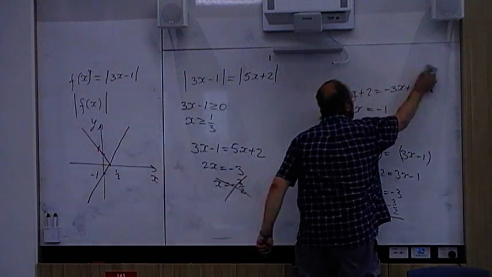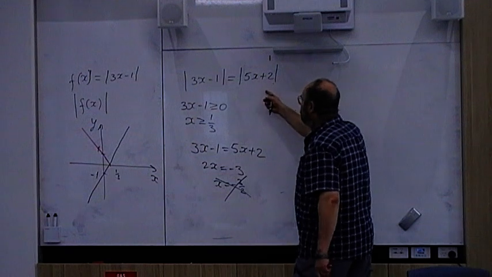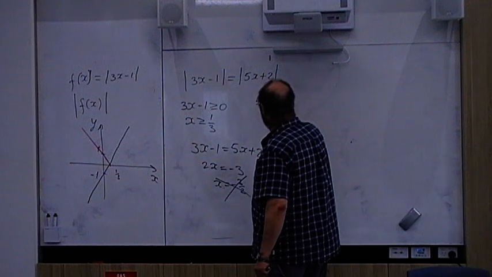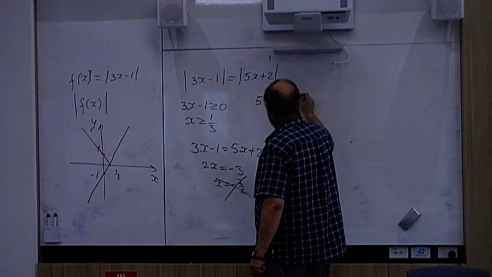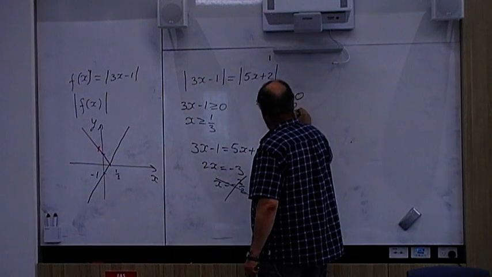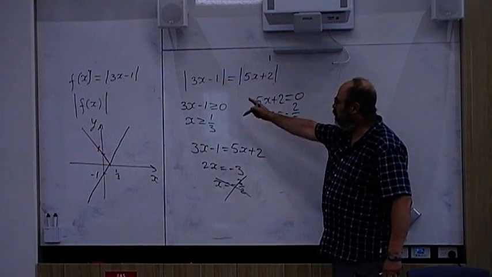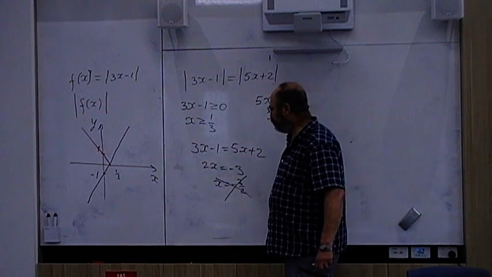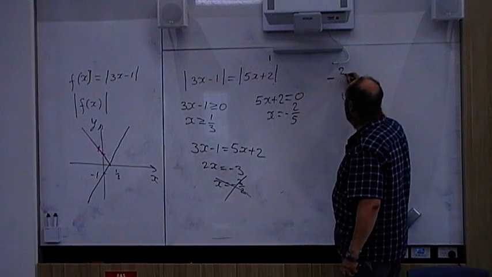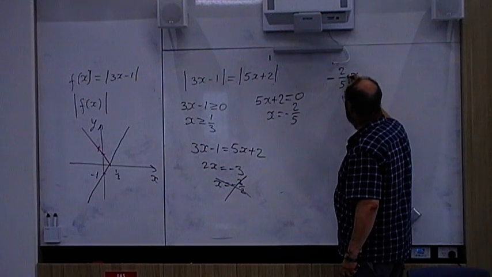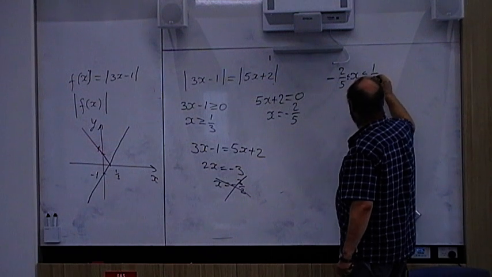Now, we consider this equal, we have 5x plus 2 equals 0, so x equals negative 2/5. So we need now to consider the interval, and this is equal to 0, 1/3. So we need to consider another interval from negative 2/5 less or equal x less or equal 1/3.